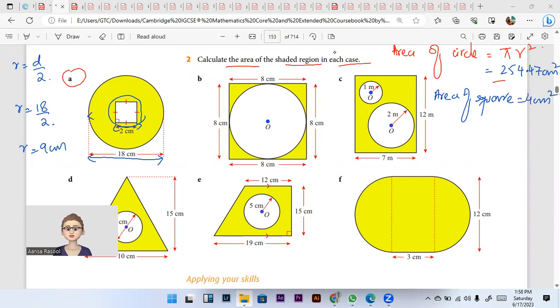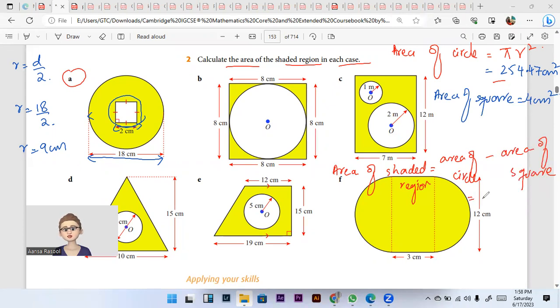If I subtract both of them, what will be the area of the shaded region? It's area of circle minus area of square. Area of circle was 254.47, area of square is 4. So what answer do you get? 250.47 centimeter square. That's the answer. I hope you are understanding it. If you have any question regarding this topic, you can ask in the comment. I will clarify your confusion.